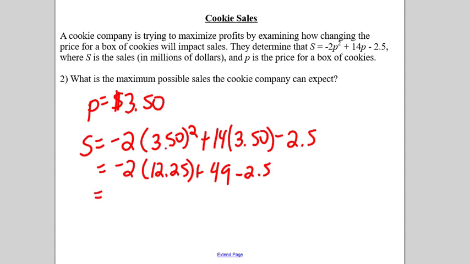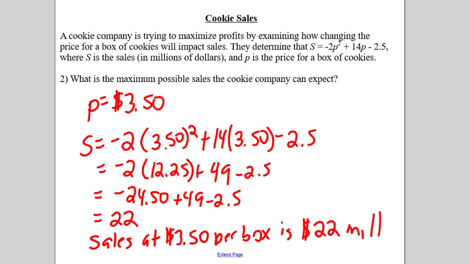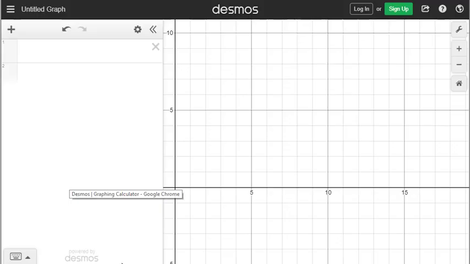So this becomes negative 24.5 plus 49 minus 2.5. And when I add them all together, I get 22. That means the sales at $3.50 per box is $22 million. Now, I could verify this graphically too, so let's do that.